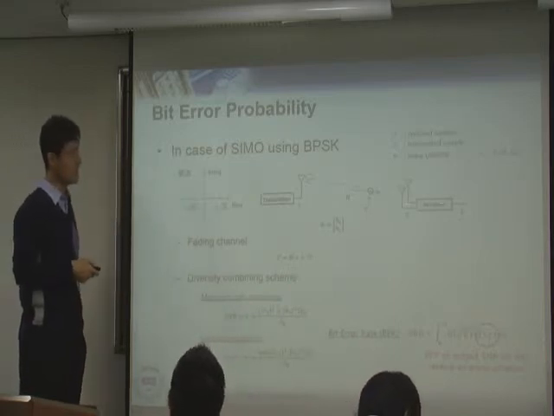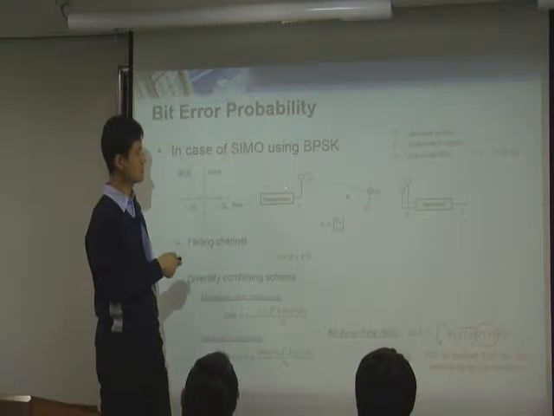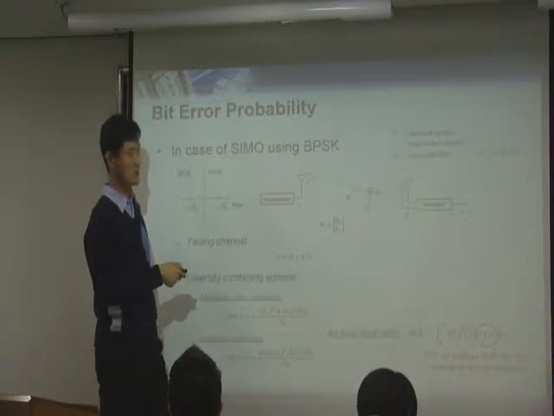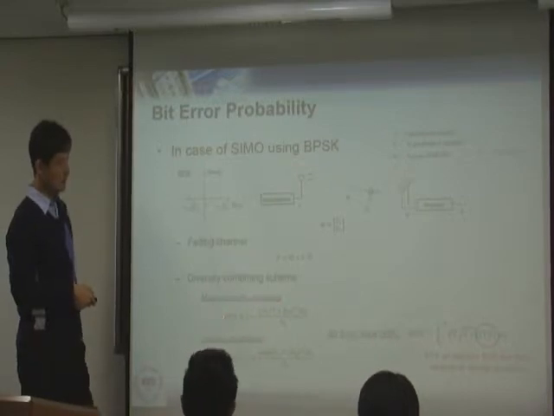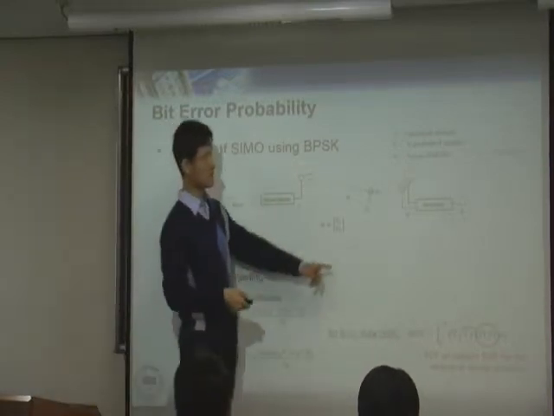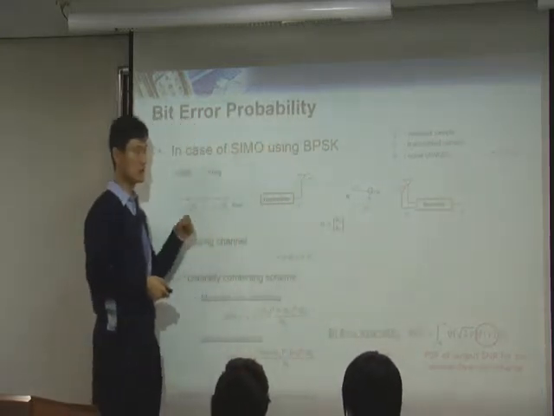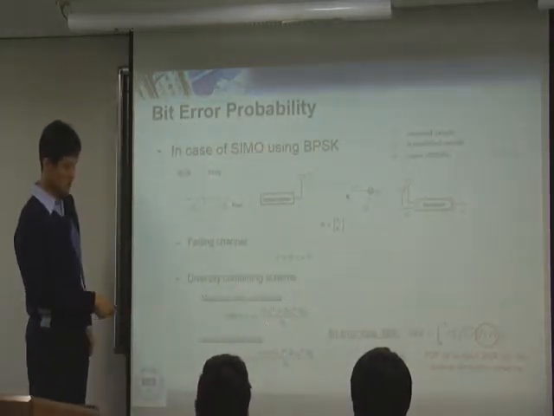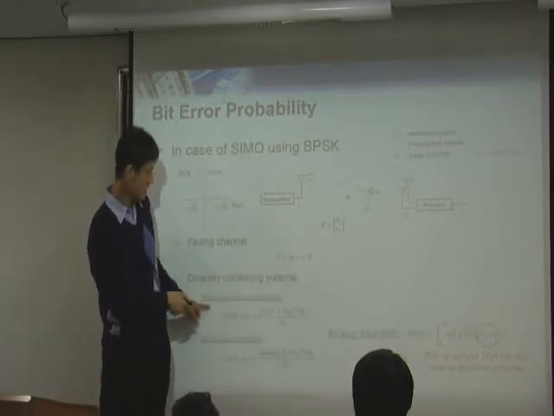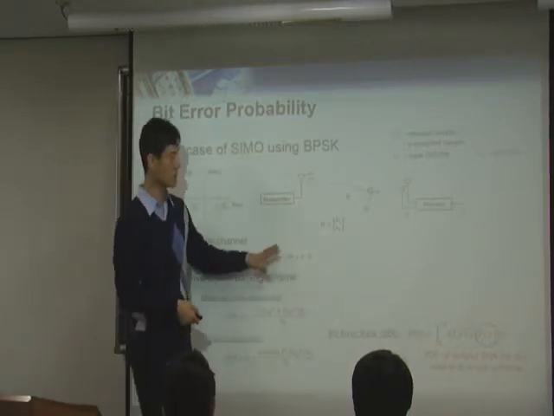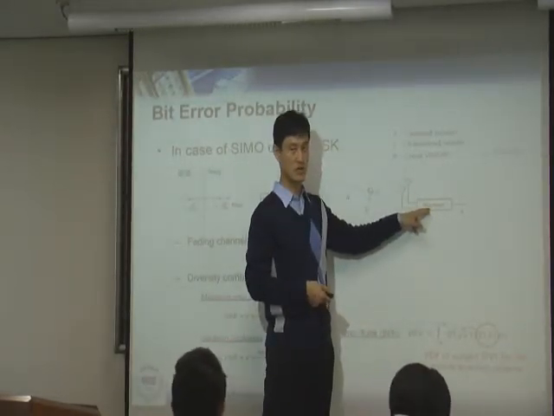What if we have multiple antennas at the receiver? Let's say in case of SIMO, single input, multiple output. In that case, as I said earlier, your output SNR is now doubled, right? That's what you see here. Let's say you do the maximum ratio combining. Of course, that depends on what combining receiver you use at the receiver.